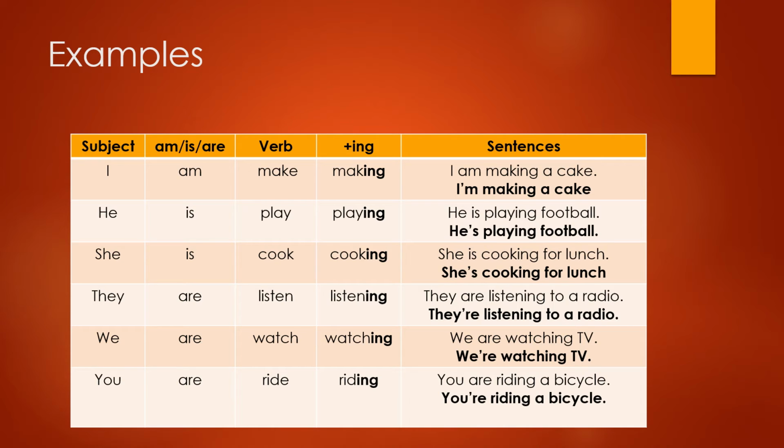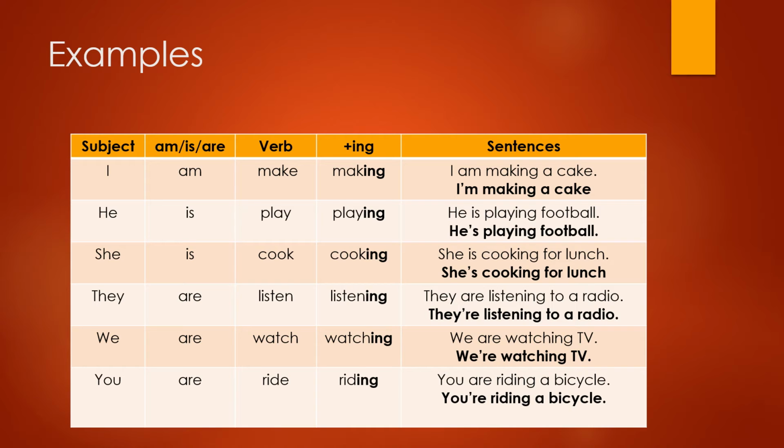Okay, next. The last example is you. So we have to use are because the subject is you. Look at the verb, ride, R-I-D-E. At the end of the verb is the letter e. So we have to erase the letter e and add ing. So it becomes riding. You are riding a bicycle. You can write it in full or in short form. Okay, these are the examples.